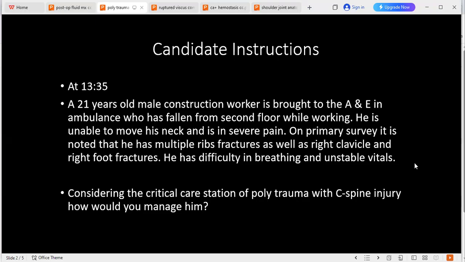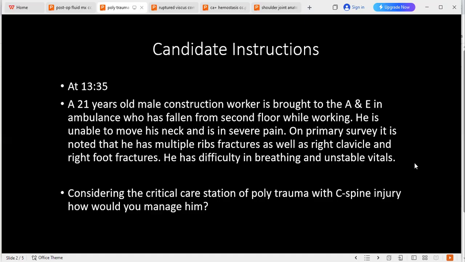Okay. Considering it, if you've read and understood the critical care scenario, please tell me, how would you manage this patient now? Okay. So I will manage this patient according to the Advanced Trauma Life Support protocol. So I will go through the A, B, C, D, E: airway, breathing, and circulation.